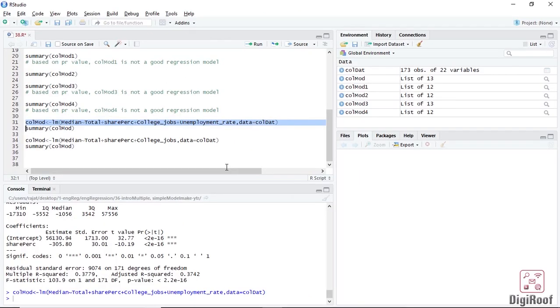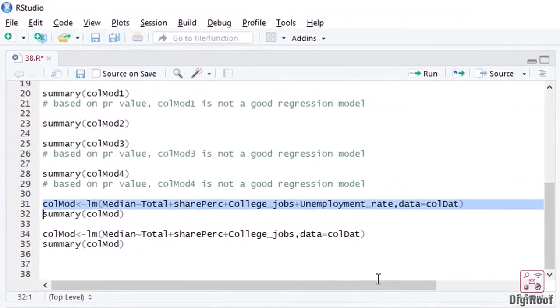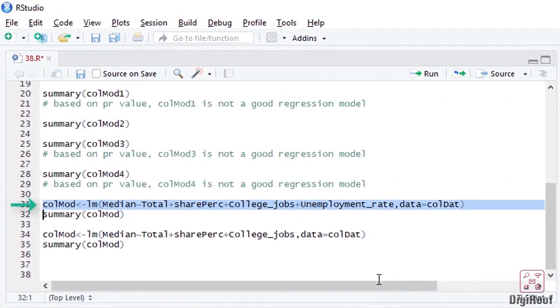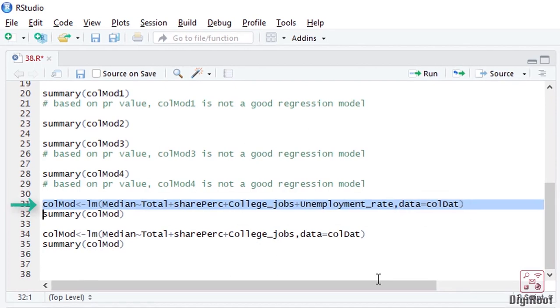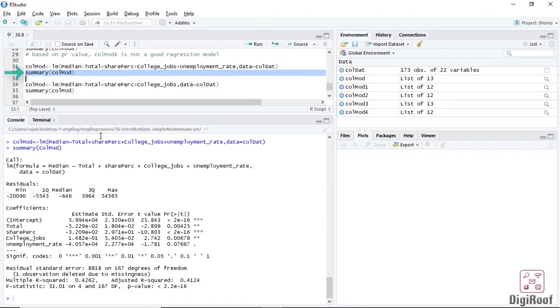In R, the way to write code for multiple linear regression requires the use of the lm function. In brackets, we first have the name of the response variable, followed by the tilde sign, and then the names of the predictor variables separated by the plus sign. The second argument in the lm function is the name of the R object where the data containing the variables is stored. The output of the model is stored in an R object which we have named call mode. Let's go through the result of the multiple linear regression using the summary function.